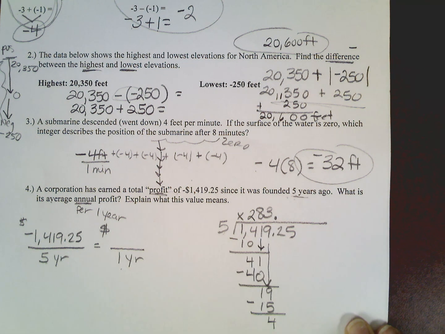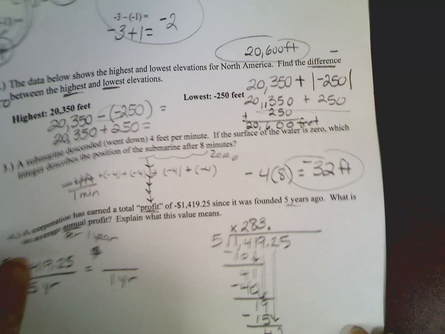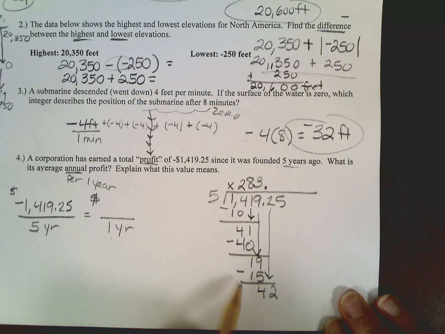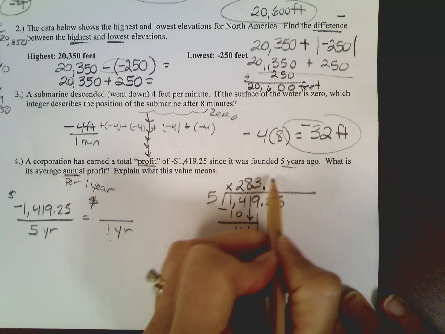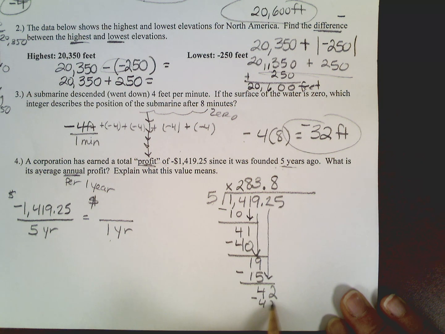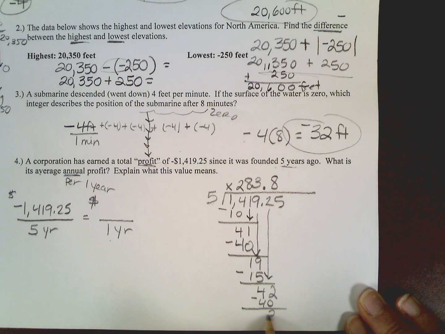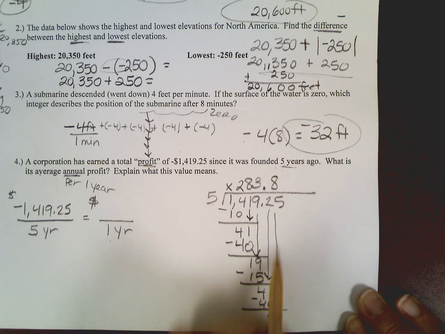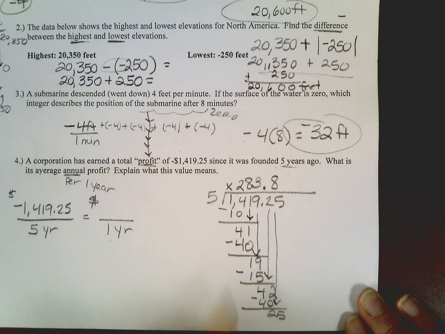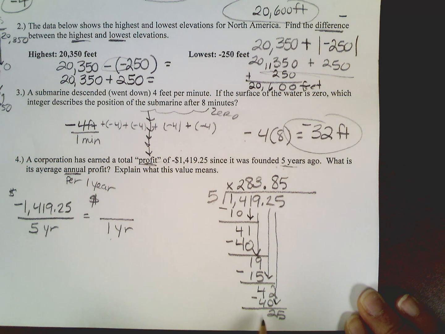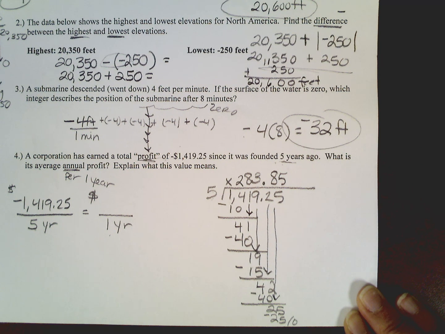I'm going to make sure I put my decimal here, and I'm going to bring down my 2. 42, 5 into 42. How many times is that going to go in? 8 times. 8 times 5 is 40. Subtract to get 2. Bring down my last digit of 5. 5 into 25 goes 5 times. 5 times 5 is 25 with a remainder of 0, so I know I'm done.